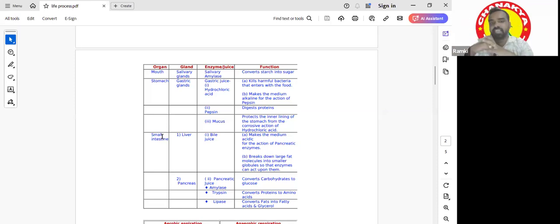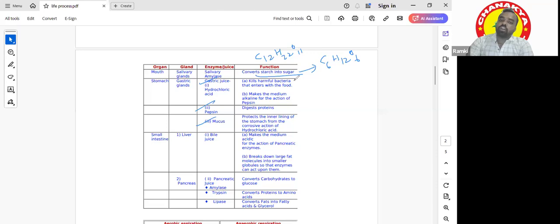In the mouth, what is secreted? Saliva from the salivary gland. The saliva contains salivary amylase, which converts starch to sugar. What is the formula of starch? C12H22O11. What is the formula for sugar? C6H12O6.